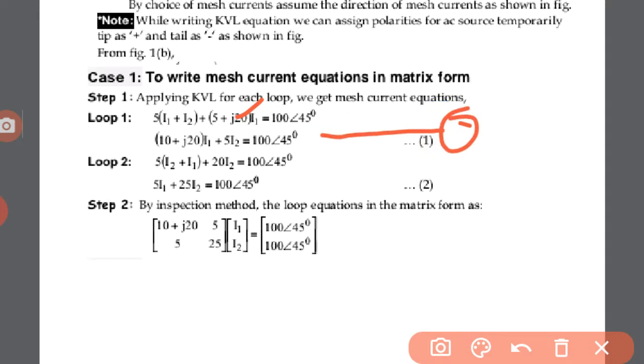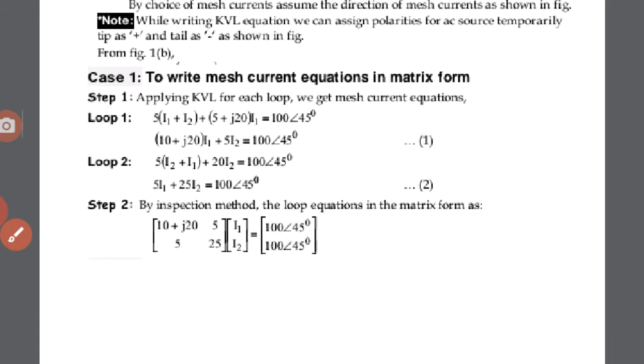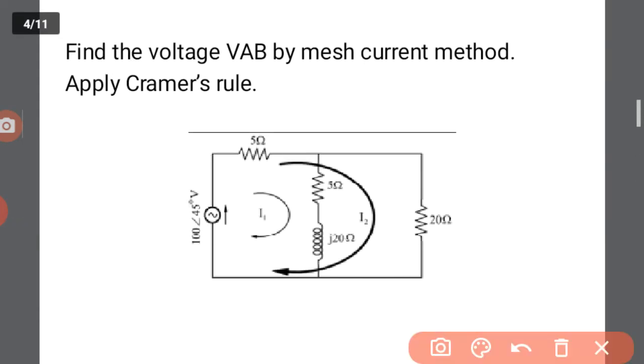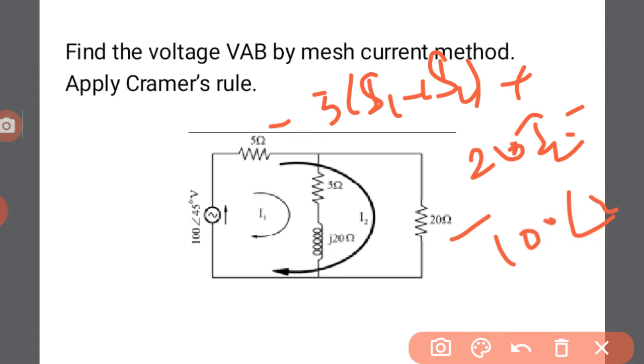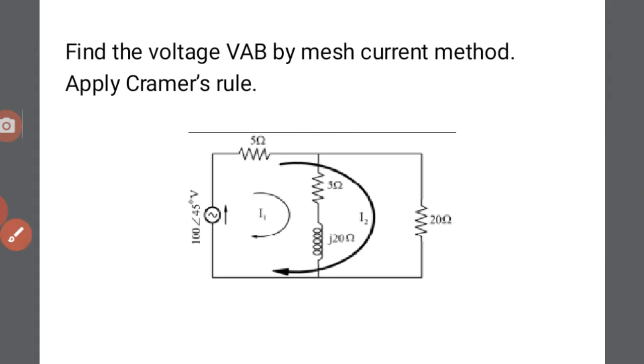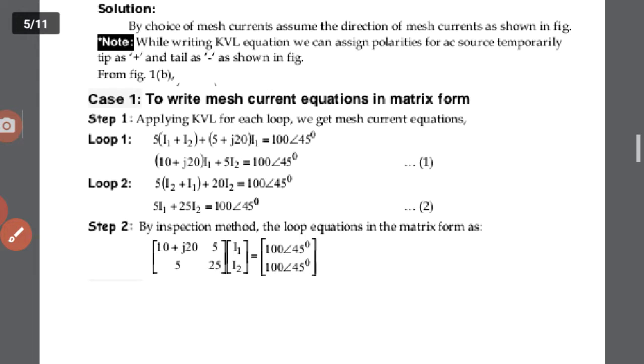Next, go for the second loop. Again from this 5 ohm resistor there will be two currents flowing, so 5 into (I1 plus I2). Next, the I2 current is flowing through this 20 ohm resistor, so 20 into I2 is equal to 100 angle 45 degrees. This is our second equation: 5 into (I2 plus I1) plus 20 into I2 is equal to 100 angle 45 degrees.